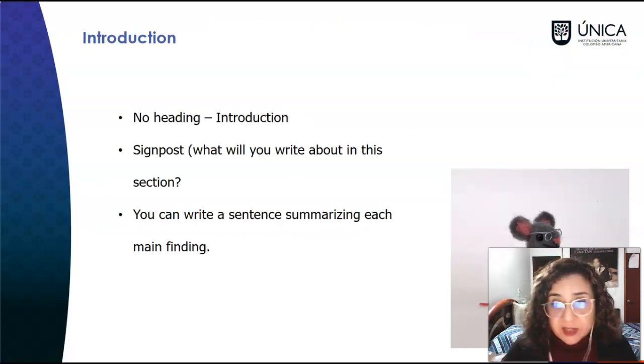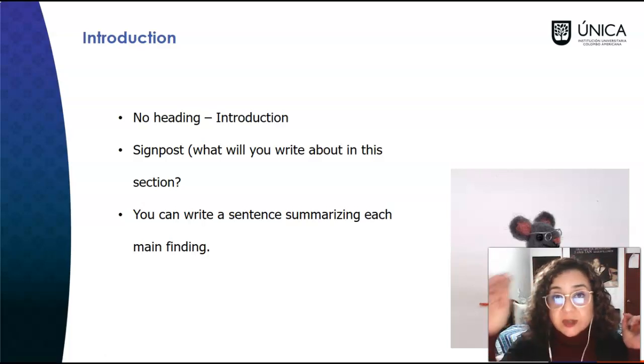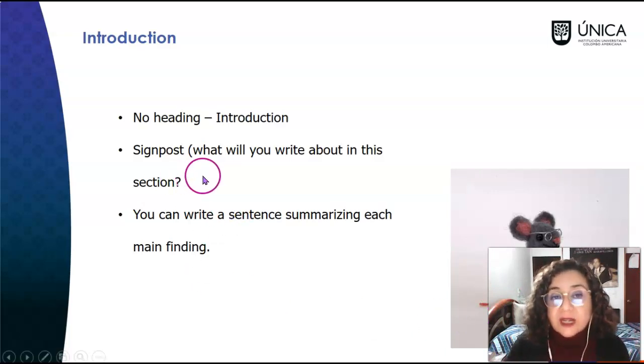So you should have an introduction, right? No heading that says introduction. You just have a little piece. So your heading is literature review. Then you're going to have this introduction that is going to signpost. It's going to tell the reader what you're going to write about in this section. What are the topics? What are the categories of articles that you found? You can write a sentence summarizing each main finding, right?